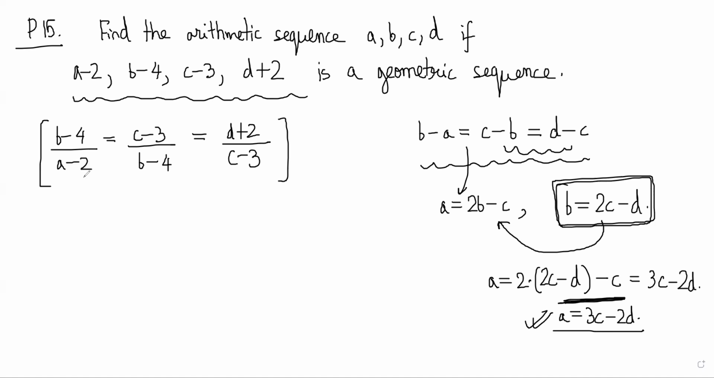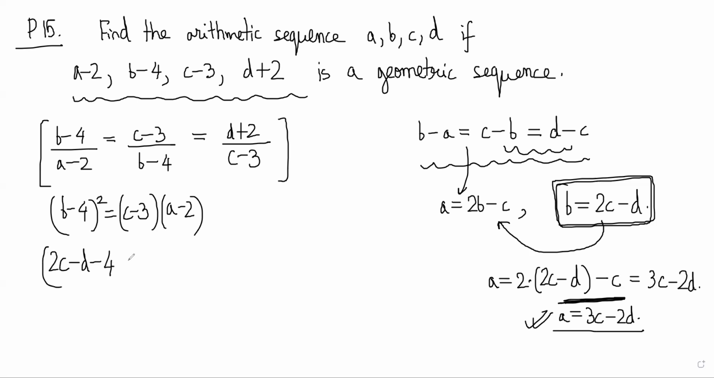Now I will use that here. So basically I have B minus 4 whole squared. I can write it as B minus 4 whole squared is equal to C minus 3 times A minus 2. And I'll write B as 2C minus D. So this becomes 2C minus D minus 4 whole squared is equal to, again, A I will write in terms of C and D, because I need two variables. I don't want four variables, right? So this is C minus 3 times, and A minus 2 is 3C minus 2D minus 2, right?